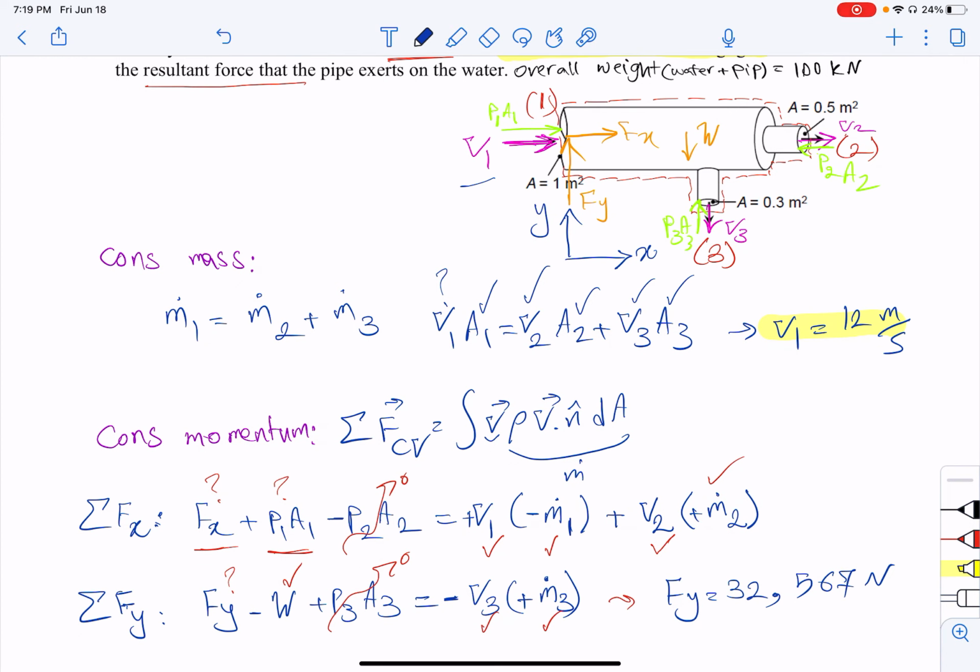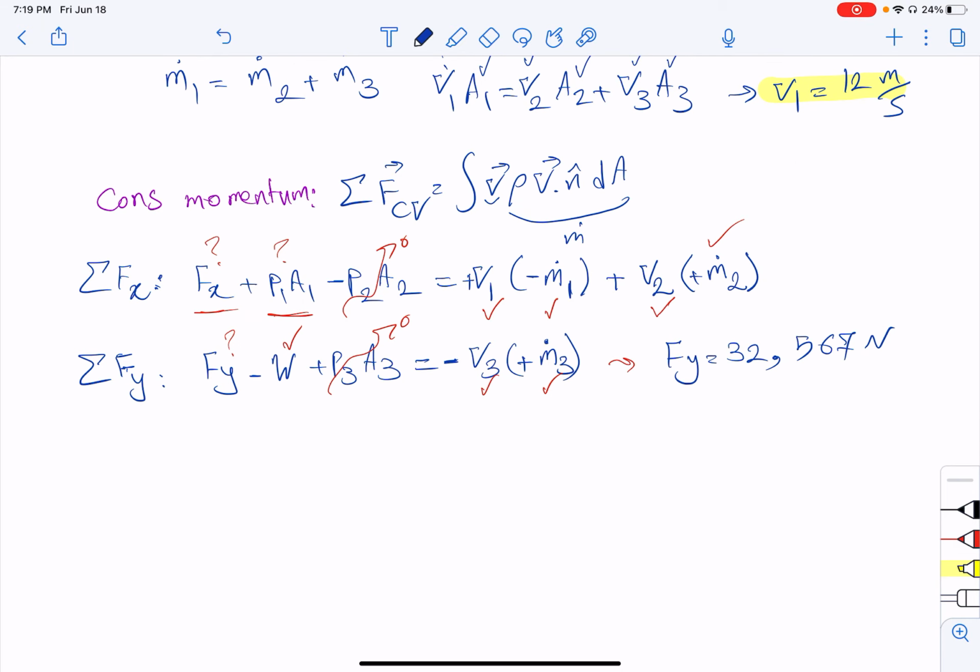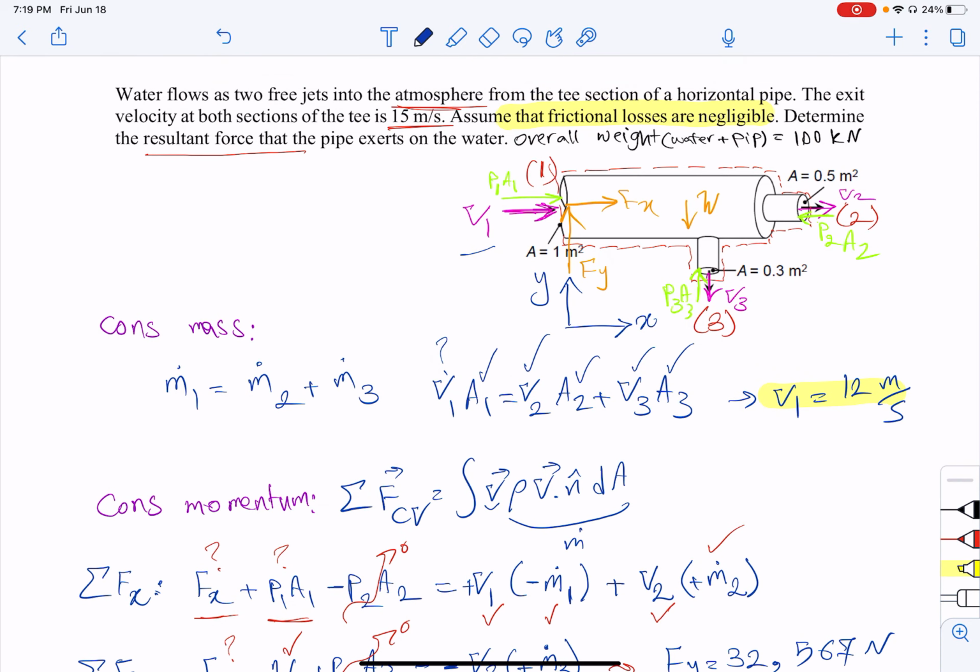And can we use the conservation of energy? Think about it. We know that the Bernoulli equation is our conservation of energy, which reduces to the Bernoulli equation because of the neglect of losses and because there is no work.